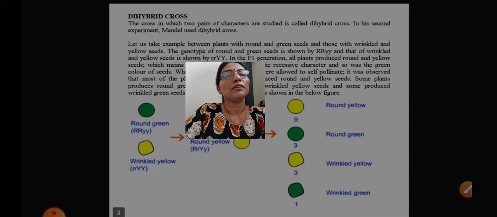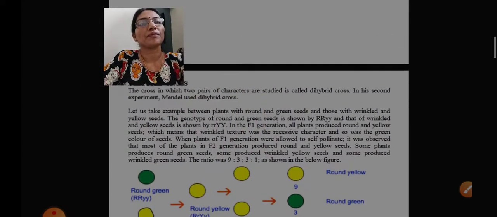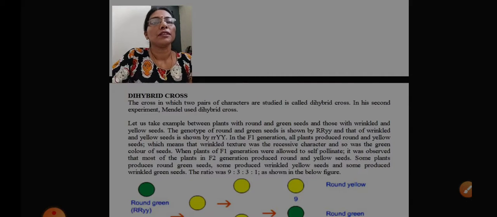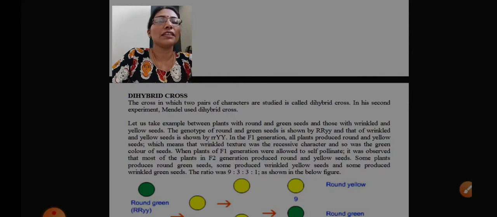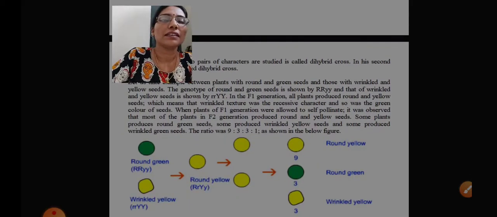So in dihybrid cross, here you can see the color of the seeds are selected, green colored and yellow colored. One contrasting pair is the color of the seed, green color and yellow color. The second contrasting character is their texture, that is round or wrinkled. They may be round or they may be wrinkled. So that is two pairs.